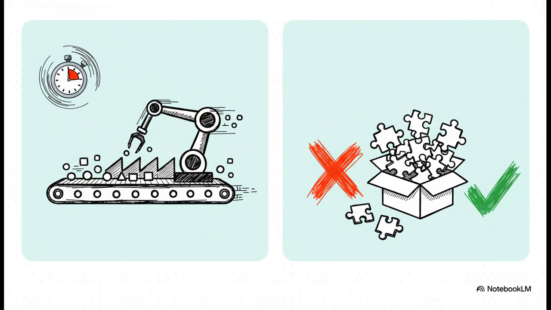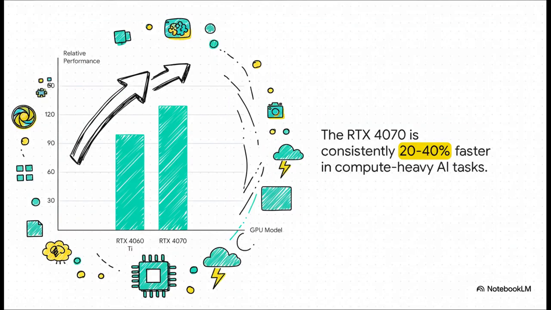Then on the other side, you've got VRAM-bound tasks. These are the ones that are just too big to fit in a smaller memory pool, like generating super high-res images or loading up a massive local language model. And when it comes to those compute-bound, speed-focused tasks, it's not even a contest. The RTX 4070 is consistently 20 to 40% faster. That's a huge difference you'll actually feel.